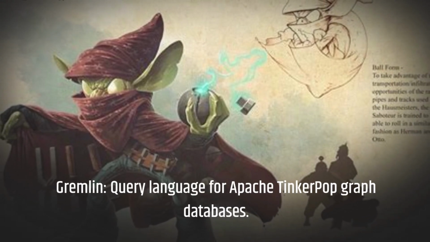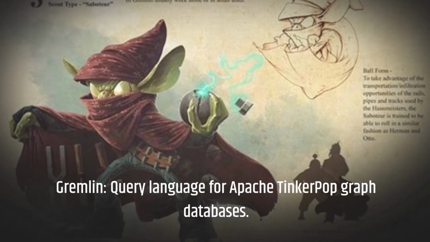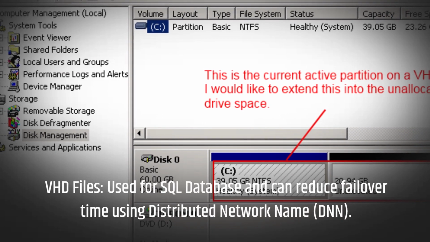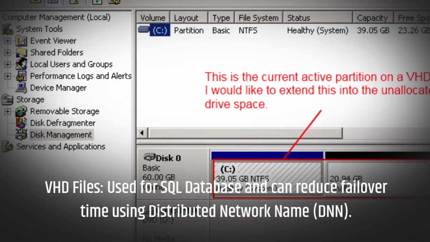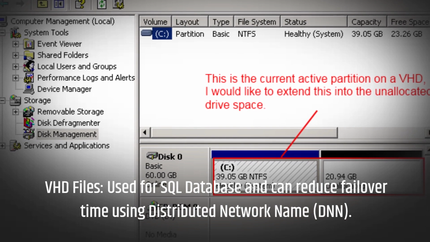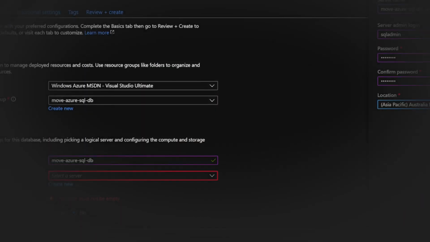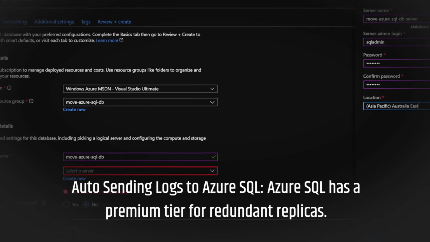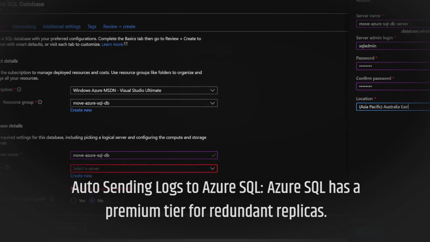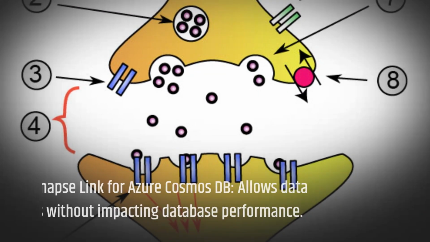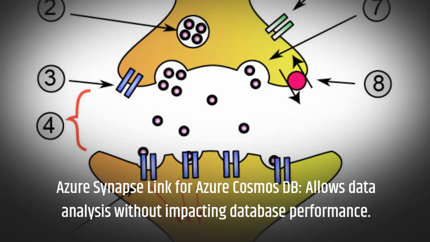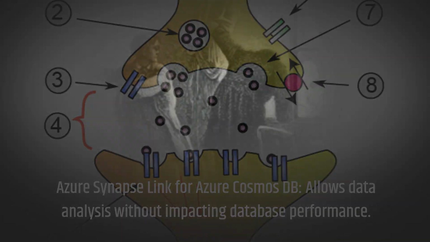Gremlin query language for Apache Tinker Pop graph databases. VHD files used for SQL database and can reduce failover time using distributed network name, DNN. Auto-sending logs to Azure SQL. Azure SQL has a premium tier for redundant replicas. Azure Synapse Link for Azure Cosmos DB allows data analysis without impacting database performance.